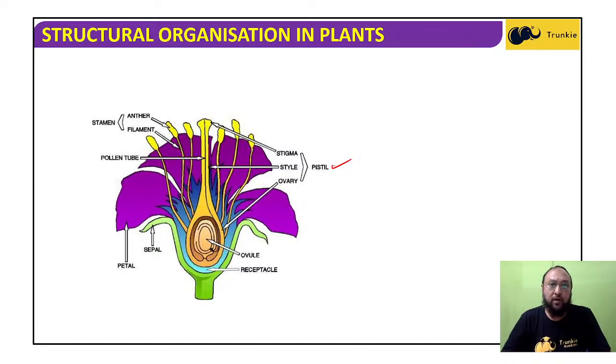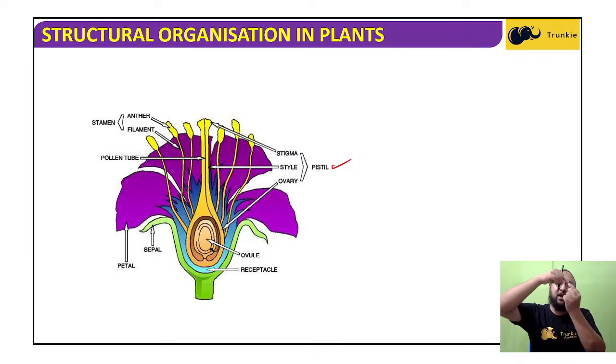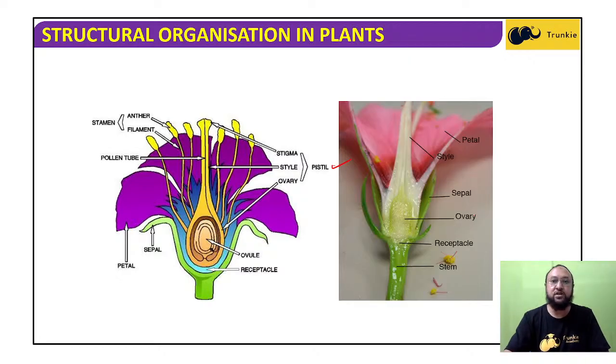Okay, so now pollen tube is shown when the pollen grain is attached at the stigma, the sticky part, and forms a pollen tube, and then it goes into the ovary. Okay, so this is about the structure of the flower. Now you can see here, petals are there. Okay, ovary, receptacle, the stem is there, and the sepals. Sepals are green in color.